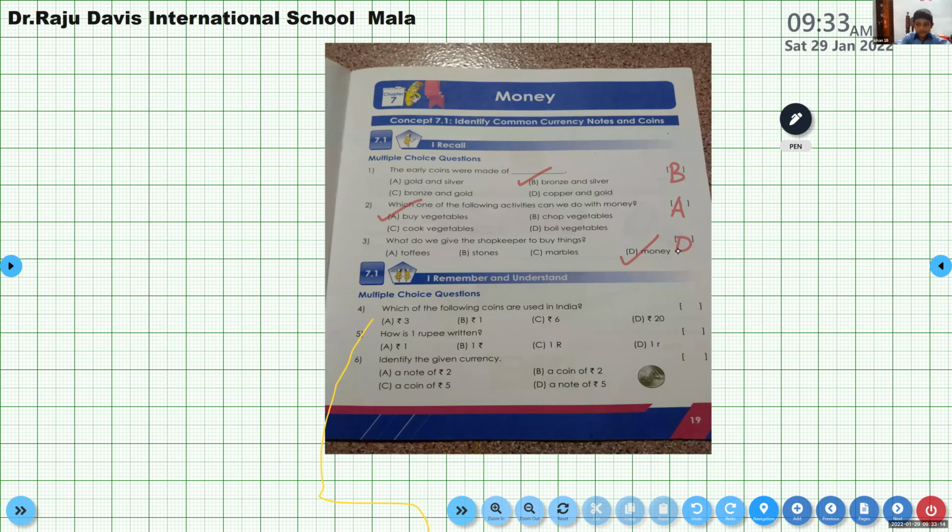1 and 20. Very good. So option B, rupee 1, and option D, rupees 20 also, that coin is also available. So you can write in the bracket B, comma D.